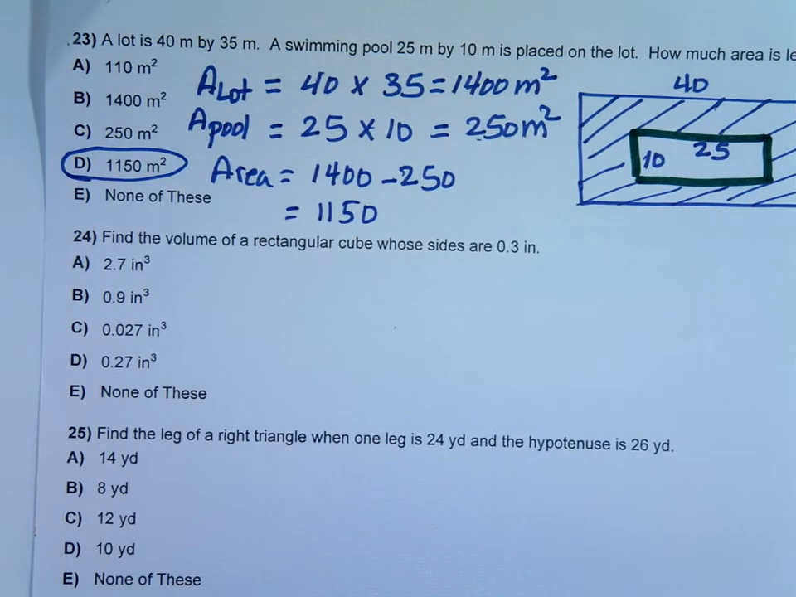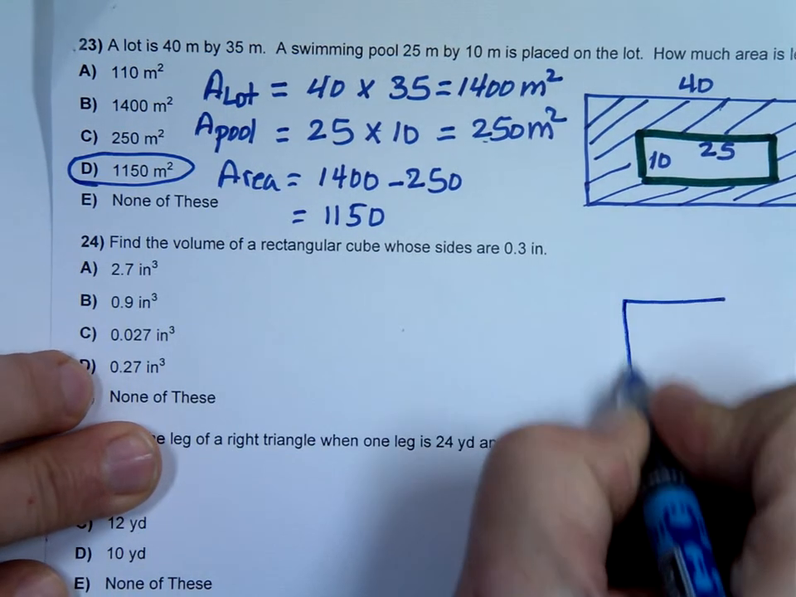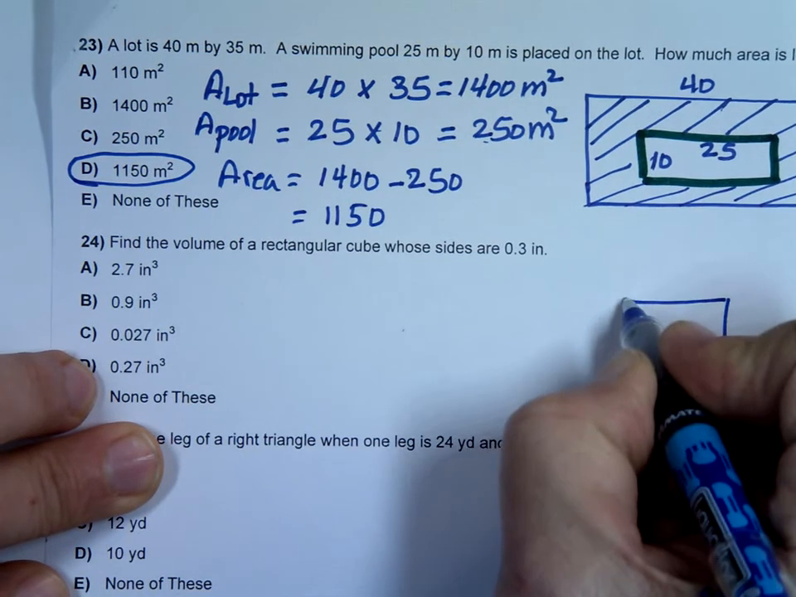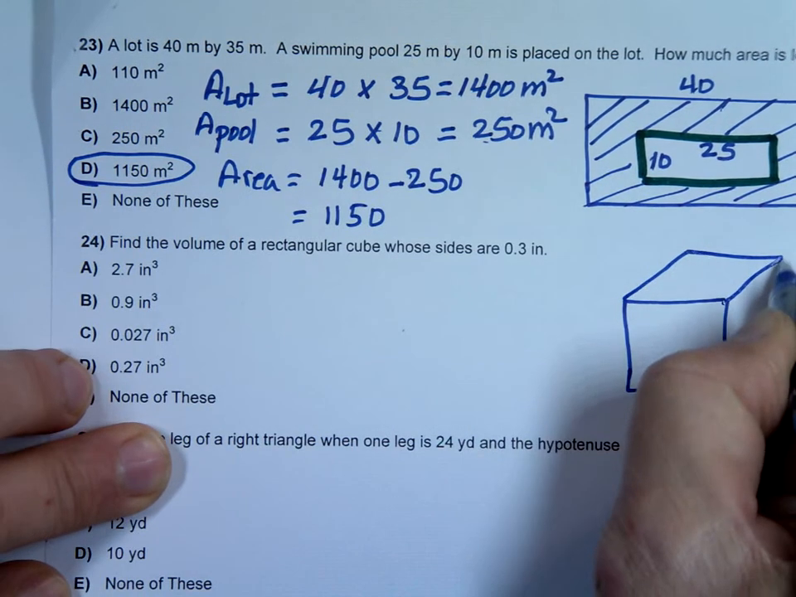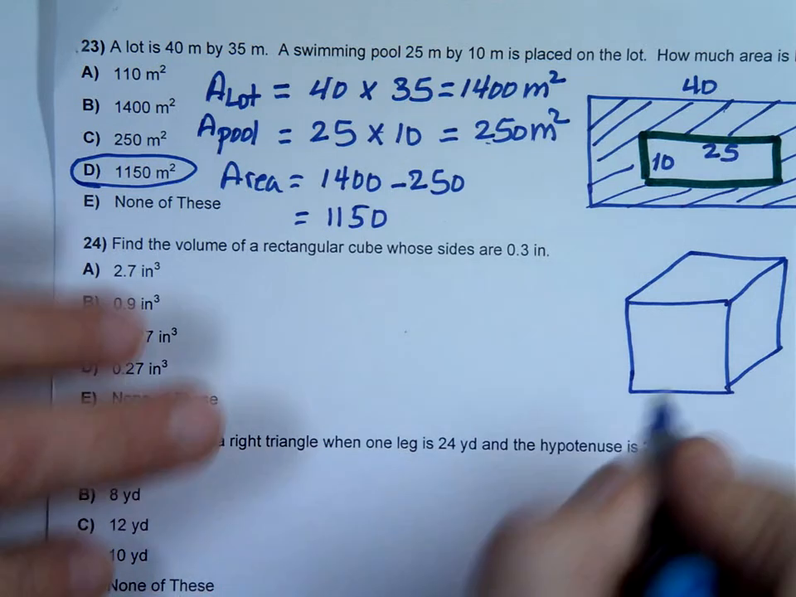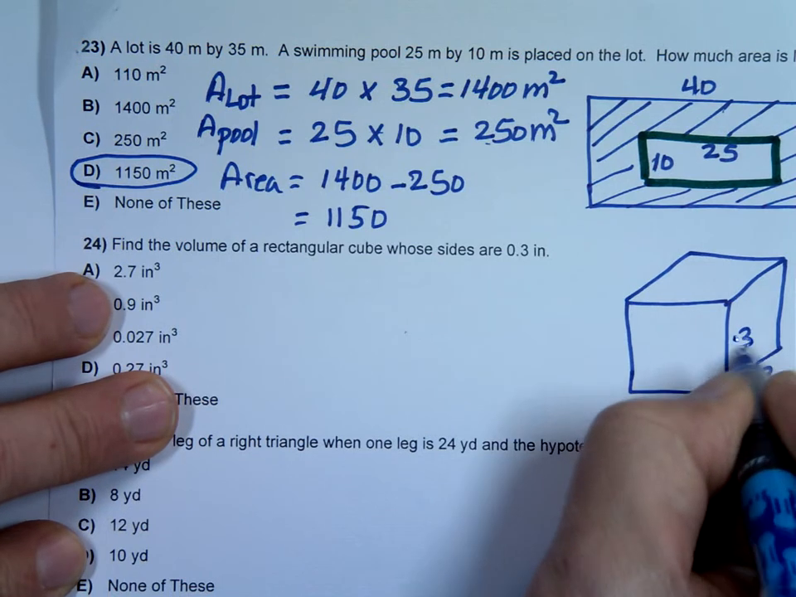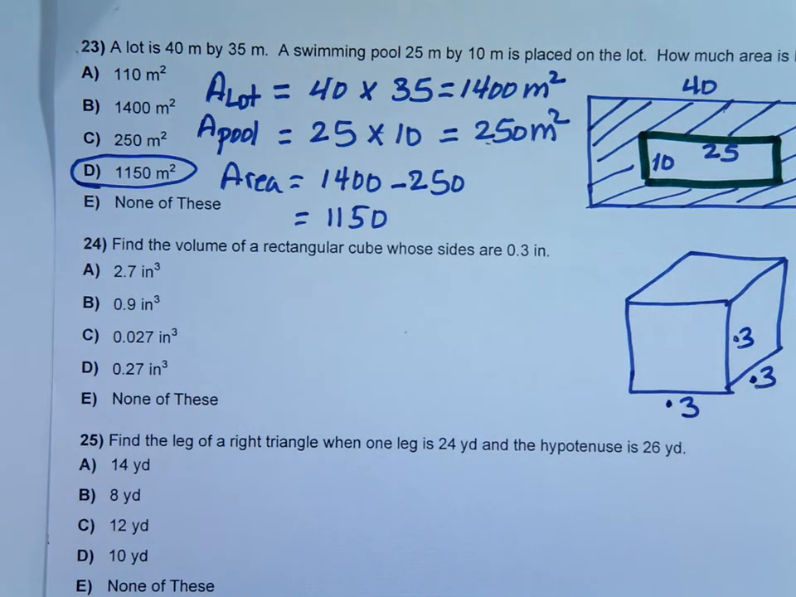Two more questions. Find the volume of a rectangular cube. Cube means all sides are equal. Like this. All sides are equal. 0.3, 0.3, 0.3. The width, the height, everything the same. Find the volume. Wait a minute. I got a box here. It says the volume. See the volume here?